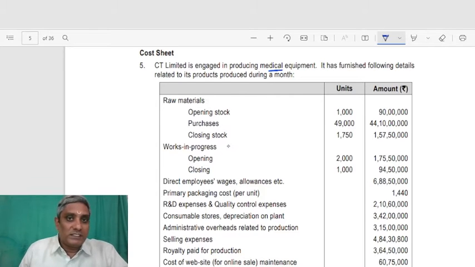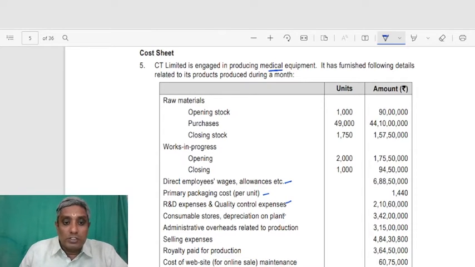Now work in progress is there. You will adjust it before your cost of production. Now direct employees, wages and allowances. Yes, it's a direct expense. Primary packaging cost will be part of your cost of production. So while seeing your question itself, you should know where it is coming. R&D expenses and quality control come after factory cost, as we have seen.